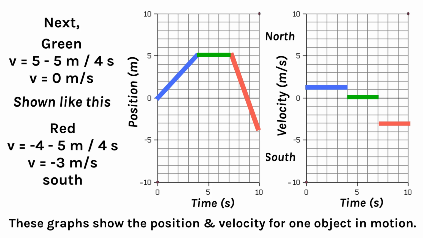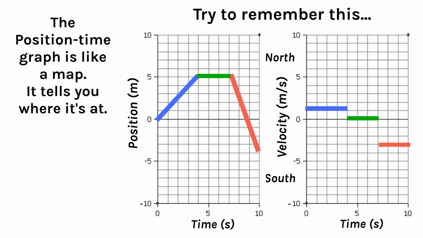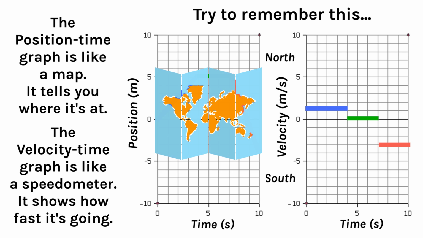These graphs show the position and velocity for one object in motion. Try to remember this. The position time graph is like a map. It tells you where it's at. This is your location. The velocity time graph is like a speedometer. It shows how fast it's going.